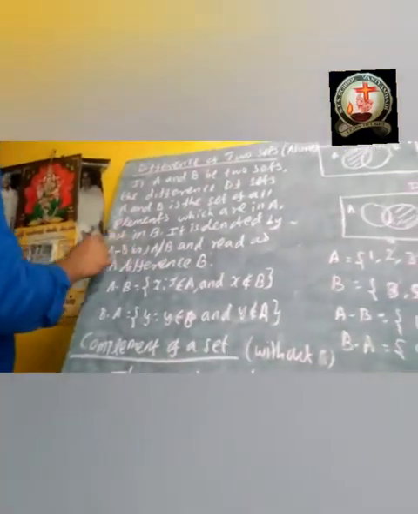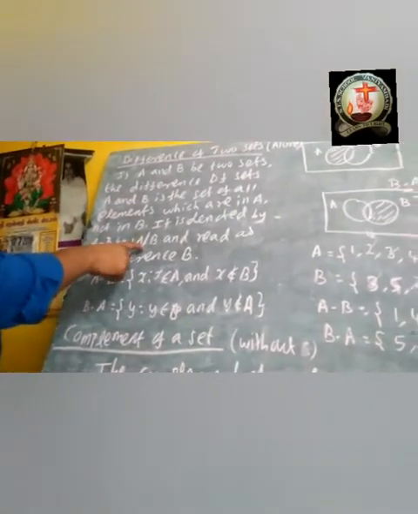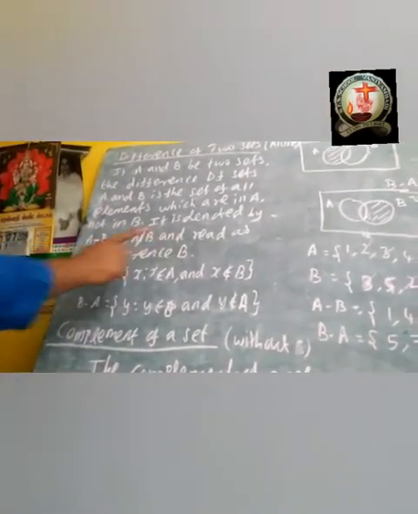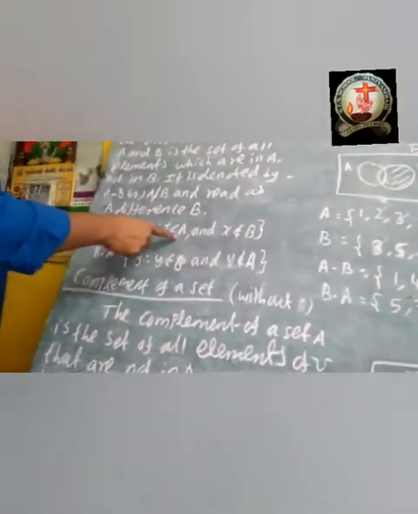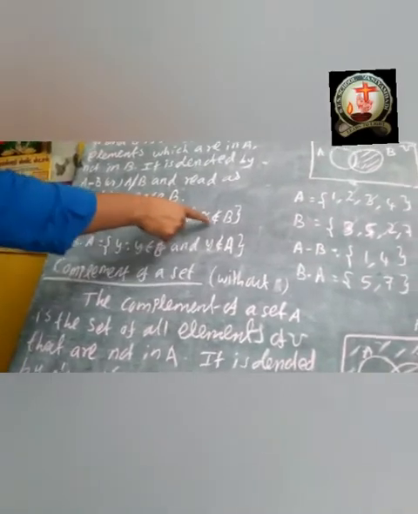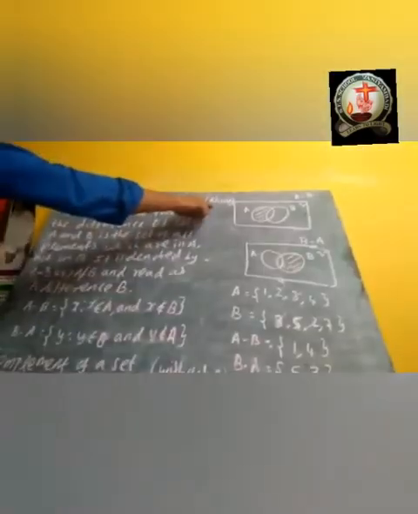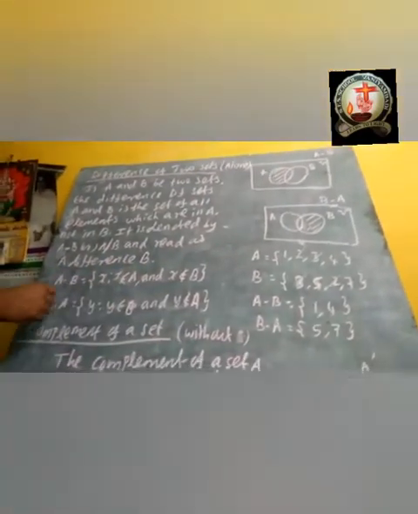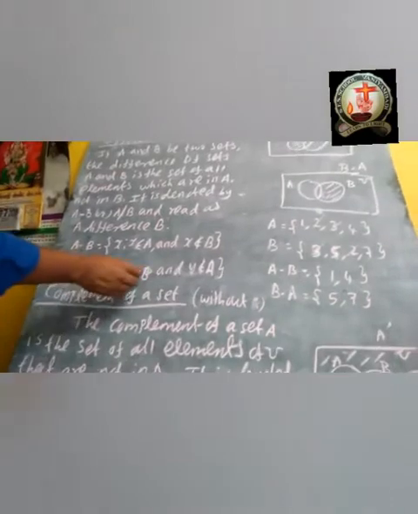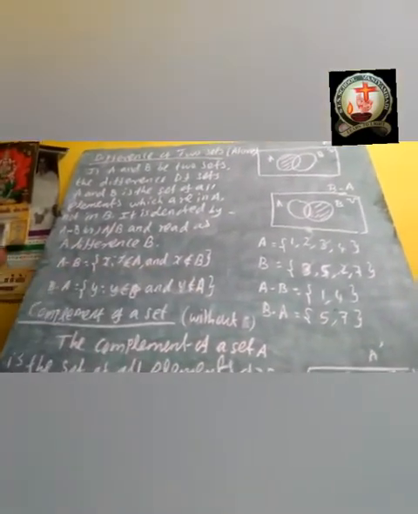This minus, we should not read as A divided by B. A difference B, or read A minus B. A difference B is equal to x such that x belongs to A and x does not belong to B. A alone, that's why I wrote alone. A alone, not B. Here B minus A, which is the first part, B. Here B belongs to B, not A, B alone.